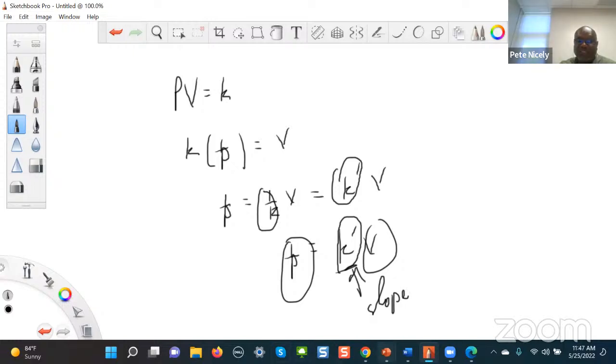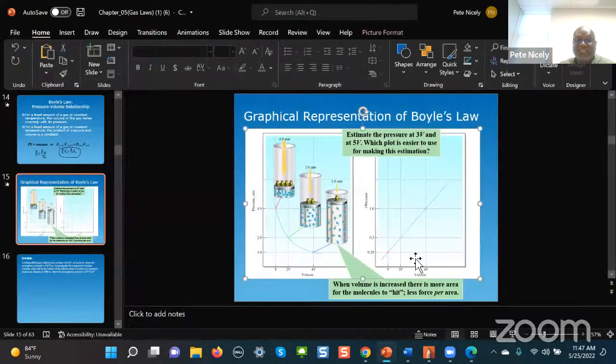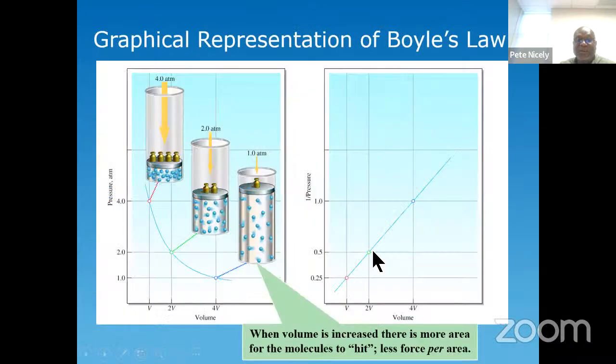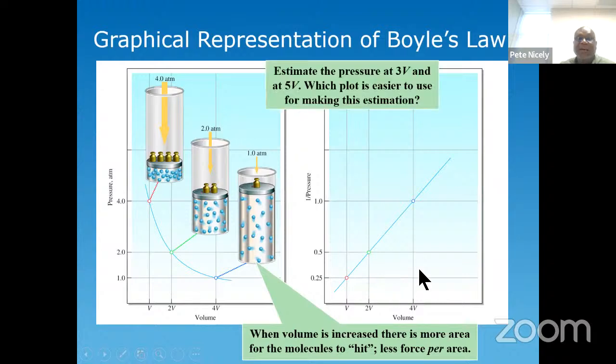Okay, so let me go back to the PowerPoint here. And that's basically explaining what I just did, explains the shape of this graph right here, the reason why it's linear, all right? Okay, so this question says, estimate the pressure at 3V and at 5V. Which plot is easier to use for making this estimation?